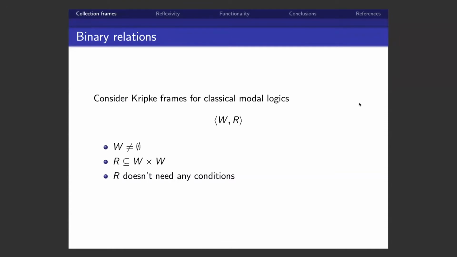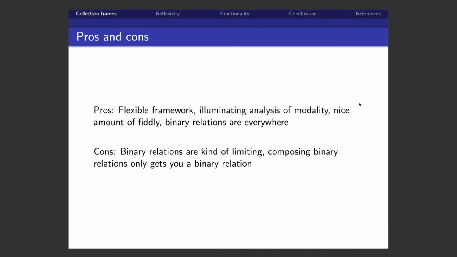So before we get to collection frames, we'll just start with very simple frames for logics. So Kripke frames for classical modal logics, right? Those are very nice, very simple. We have a non-empty set of worlds W and a binary relation on W. That binary relation R doesn't need any conditions. You can impose them if you want, but generally don't need any conditions. And you can use these frames to interpret a wide range of modal connectives. And these are, of course, very well studied. And they have lots of pros and a couple of cons I'll just highlight.